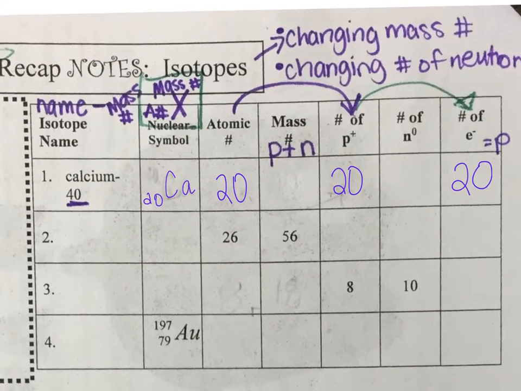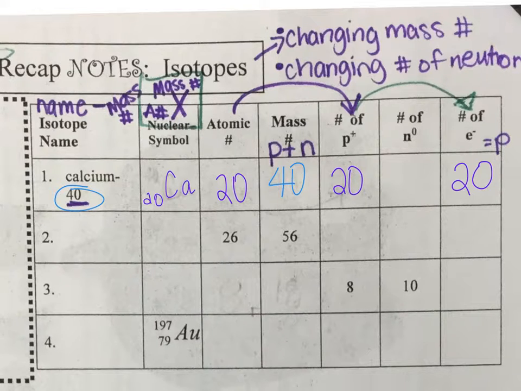I messed up about 2 seconds ago. We do have our mass number. Sorry, where is our mass number located, you guys? 40. It's the 40, exactly. Nice work. Okay? So 40. She's getting it from the name that they gave you.